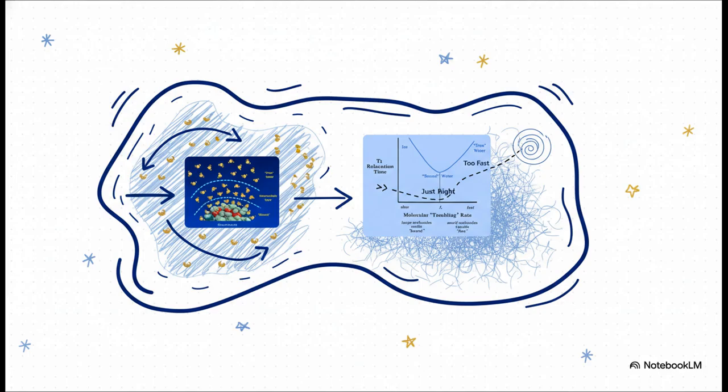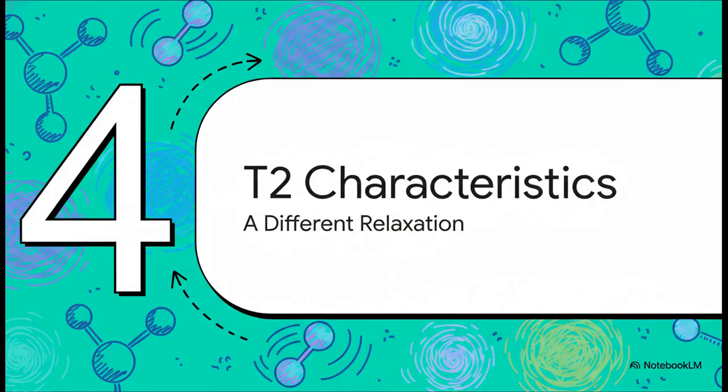And check this out. This perfectly shows you what we mean by bound water. On the left, you can see those water molecules kind of clinging to that big macromolecule. This interaction slows them down. It literally shifts them from that too fast region on our curve over to the left and drops them right into that just right sweet spot for fast T1 relaxation. Okay, so that's T1. Let's switch gears.